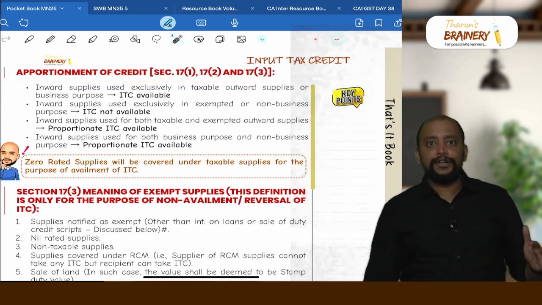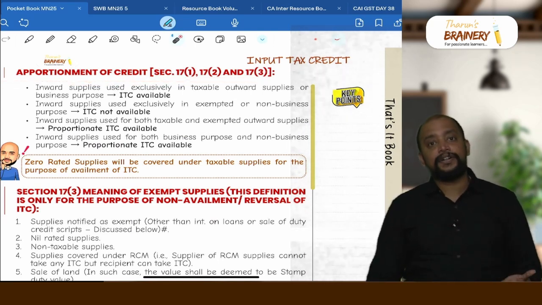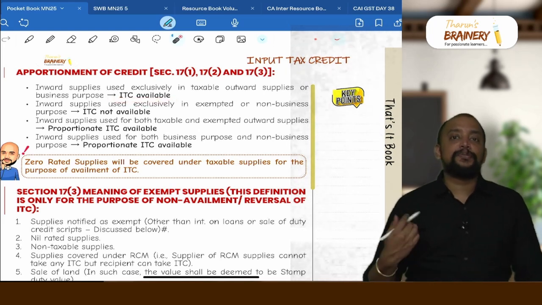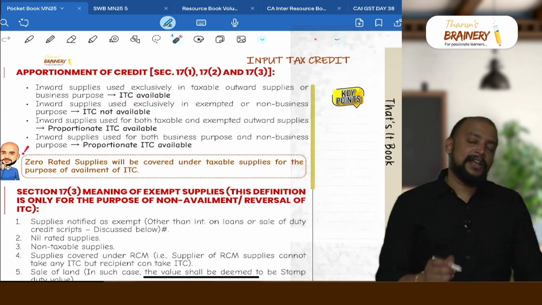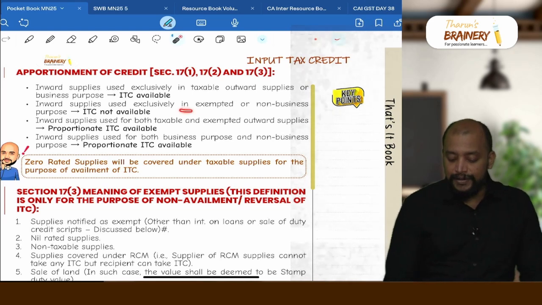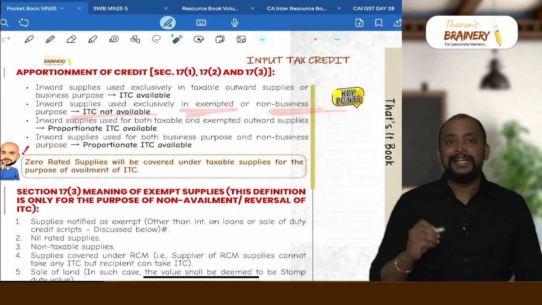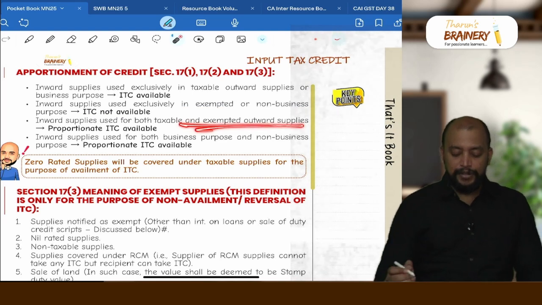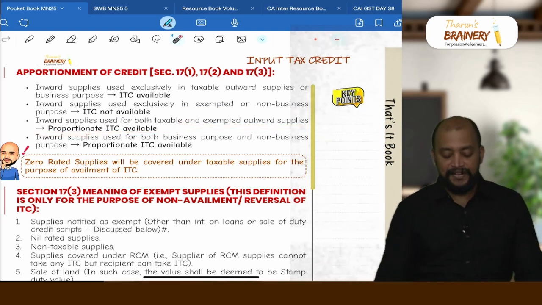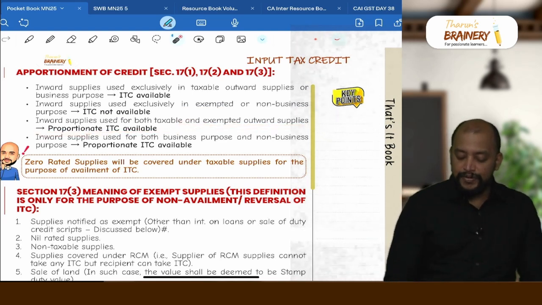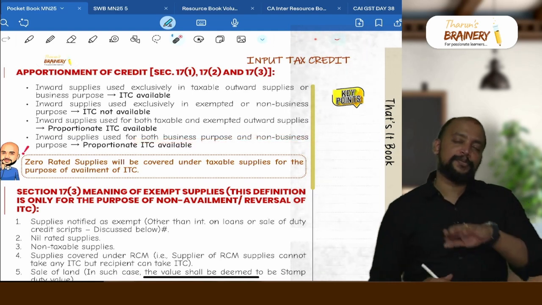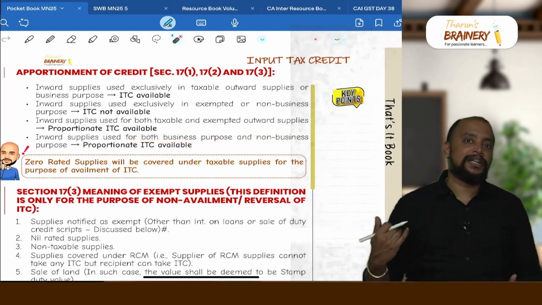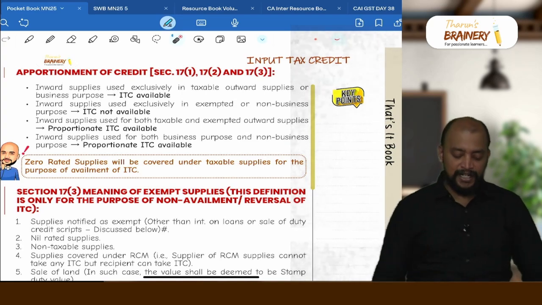So here we need to know if we have some inward supplies which is used for taxable outward supplies, can we enjoy the ITC? Yes. Inward supply is for business purpose also, we can take ITC. If inward supplies are used for exclusively exempted or non-business purpose, ITC not available. If inward supplies are used for both taxable and exempted outward supply, proportionate ITC is available. If inward supplies are used for both business purpose and non-business purpose also, proportionate ITC available. And here zero rated supplies should be brought under taxable supplies for the purpose of availment of ITC.